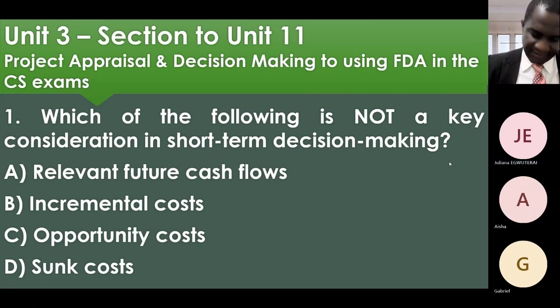So I have A, I have J, and I have G. Which of the following is not a key consideration in short-term decision making? I'll go with A, relevant future cash flows. A is going with A, our initials. All right. J, what are you going with? With D. Sunk cost, D. All right, namesake, what are you going with? Namesake is muted.